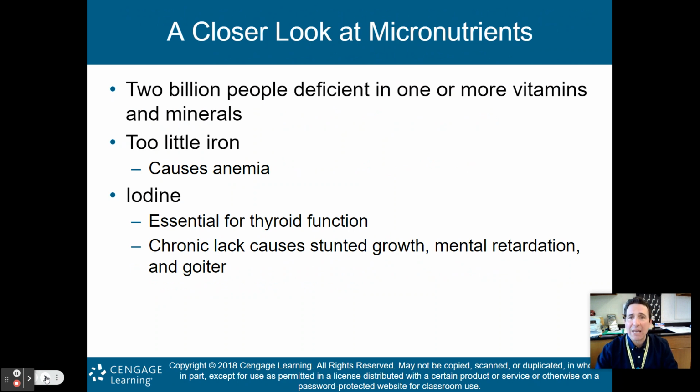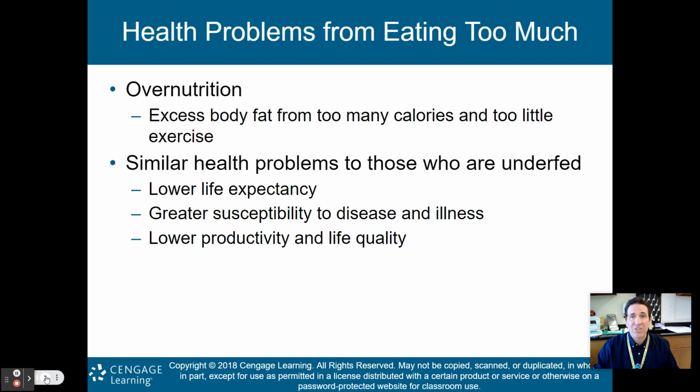So, closer look at micronutrients. 2 billion people on this planet are deficient in one or more vitamins and minerals, right? So, if you don't have enough iron, this causes anemia, which is the deficit in iron. If you have iodine deficit, well, iodine is essential for thyroid function. So, a chronic lack of that iodine can cause stunted growth, mental retardation, and something called goiters. So again, things to think about if we don't get enough of these micronutrients in our diet.